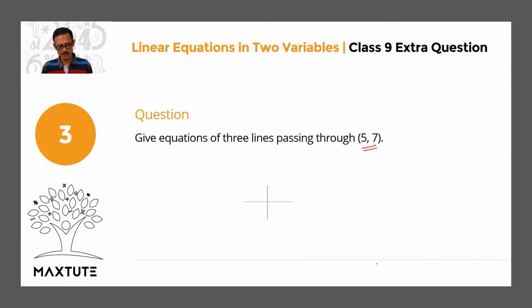Let's take a look at the xy plane. XY plane, positive direction of x-axis, negative direction of x, positive y, negative y. We have a point 5, 7 where both the x and y coordinates are positive. Positive x, positive y. So 5, 7 is going to be a point somewhere here. Let's check out whether three lines will pass through this point. Just randomly draw some lines and see.